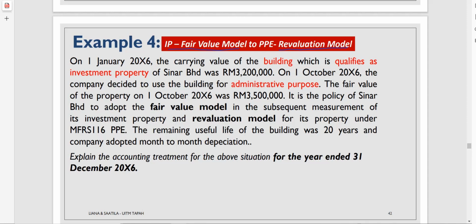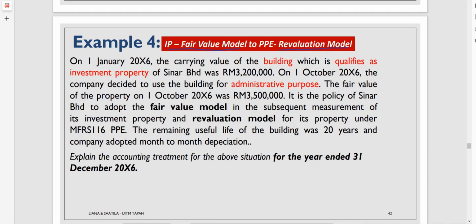So we are looking at example 4, and for your information, example 4 is the last example that I'll be doing for transfer of IP to PPE. Examples 5 and 6 are self-study examples, so you can always do them, and if you have any problem, you may write down your comment, or perhaps you can just let me know.